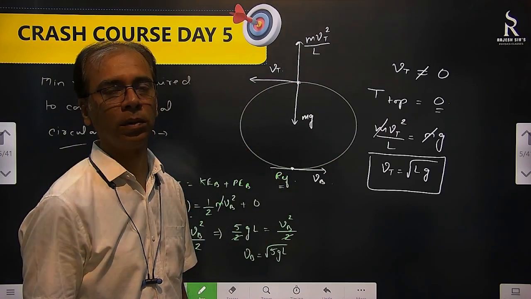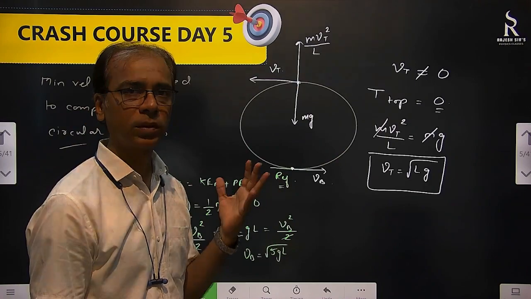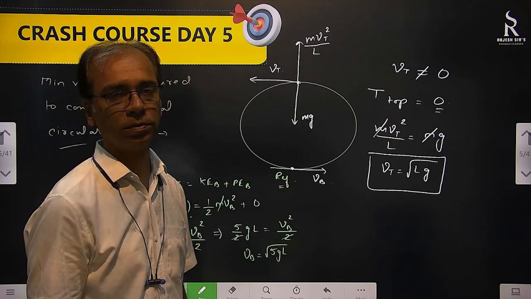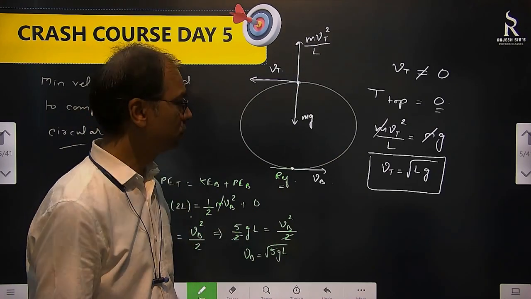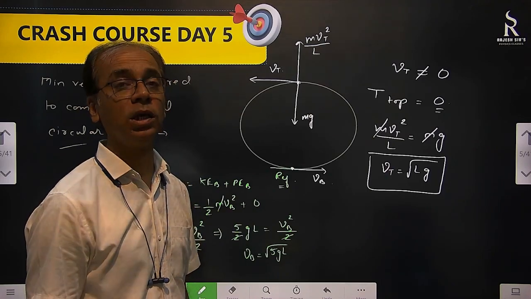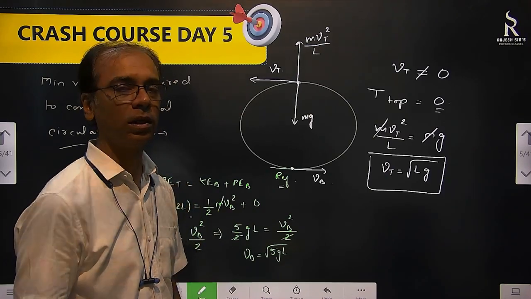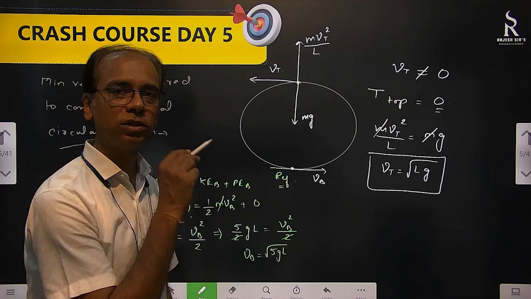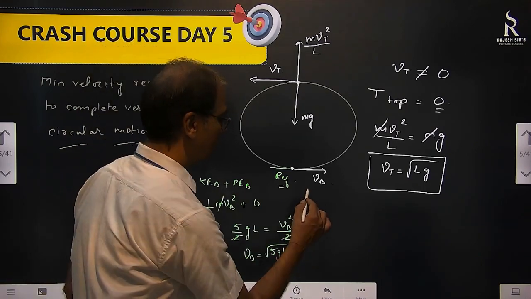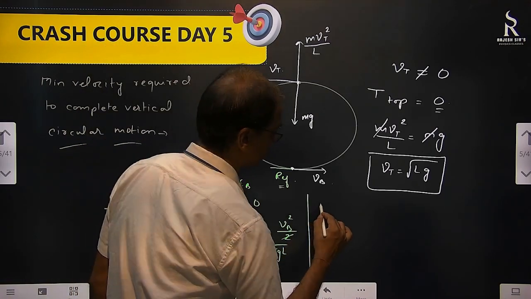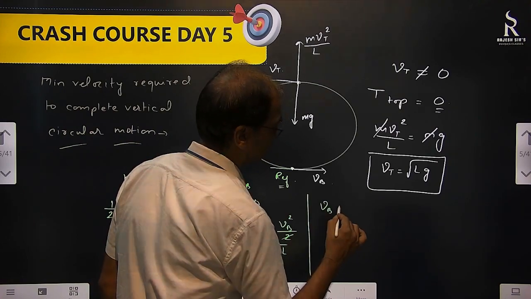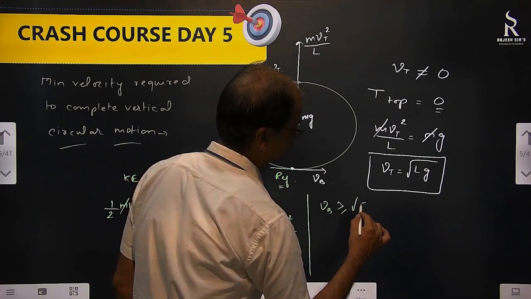If you give speed root 5gL here, then it will complete vertical circular motion. If you give root 4gL, it is not going to complete vertical circular motion. If you give root 3gL, it's not going to complete vertical circular motion. If you give root 2gL, then it's going to do simple harmonic motion, oscillation. Okay, I'm writing it. So Vb is greater than or equal to root 5gL.